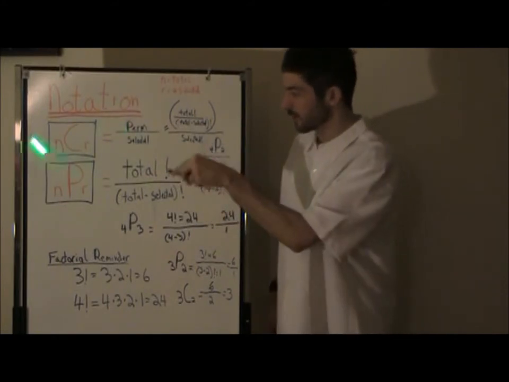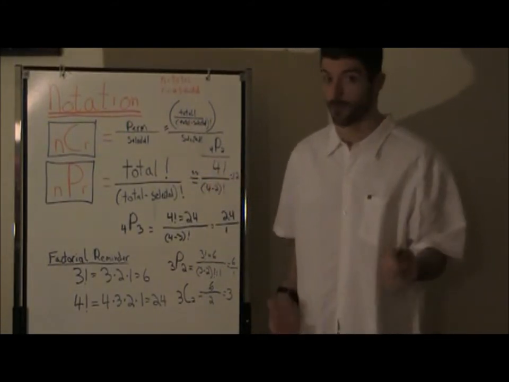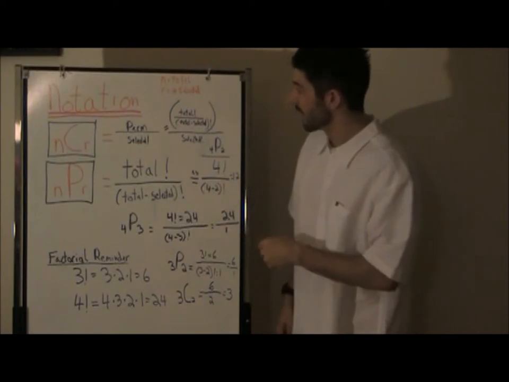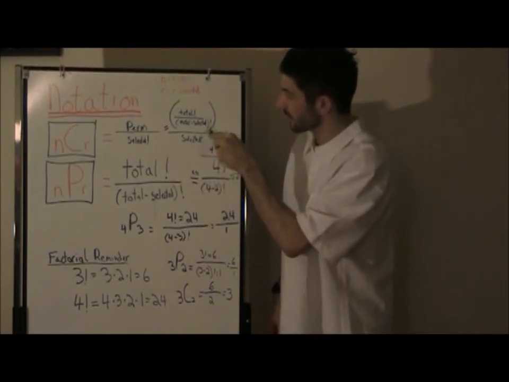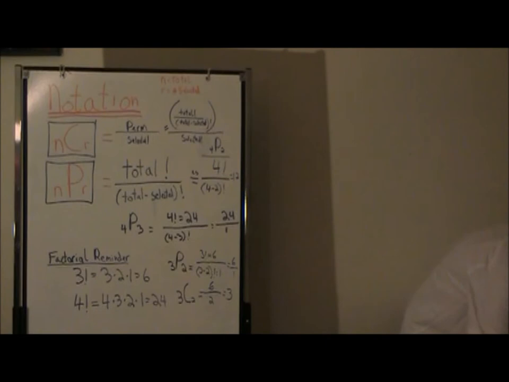So to understand that, to do a combination notation, you have to do a permutation calculation, which is why it's interesting. And again, just as a reminder, n is total, r is what's selected. So let's look at 3 items, okay?